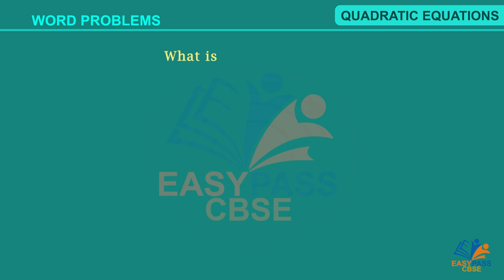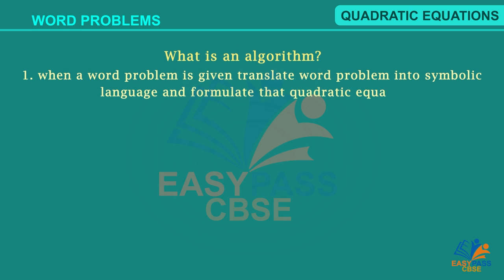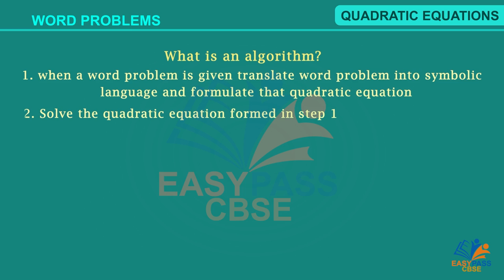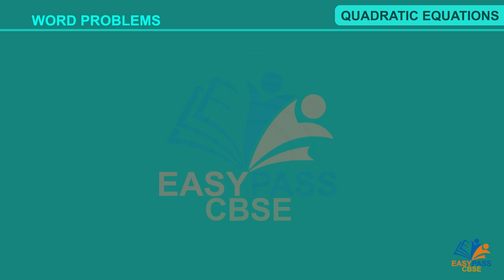So what is the algorithm? Number one, when a word problem is given, translate the word problem into symbolic language and formulate the quadratic equation. Step 2, solve the quadratic equation formed in step 1. Next, translate the solution into verbal language and reject the solution which does not have meaning for that problem. This is very, very important. Now, let us solve some numericals.